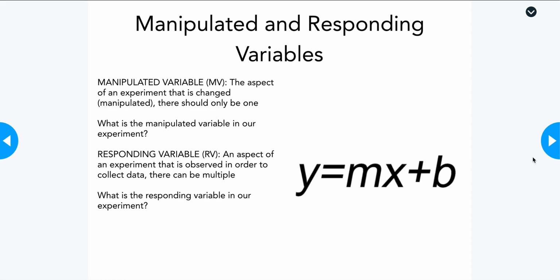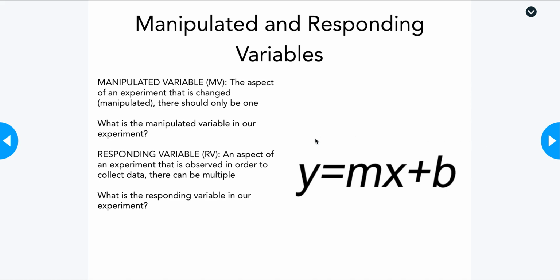All right, so we have 3 types of variables that we are going to focus on. We have manipulated and responding first. A manipulated variable, vocab word, is the aspect of an experiment that is changed, manipulated. There should only ever be one manipulated variable. You are isolating that manipulated variable to determine if it causes something to happen. So, in our knuckle popping experiment, the manipulated variable would be the fact that he popped knuckles on his one hand, but not the other. So that is your manipulated variable.